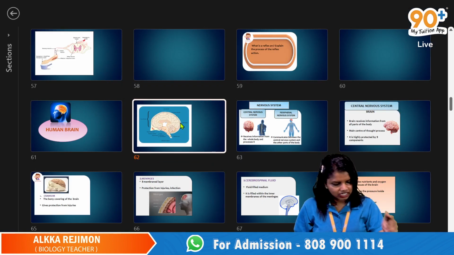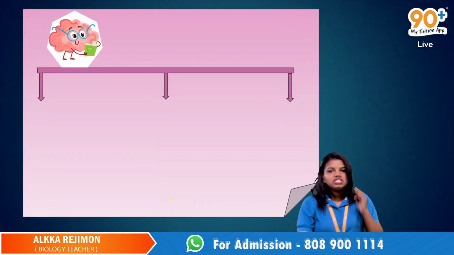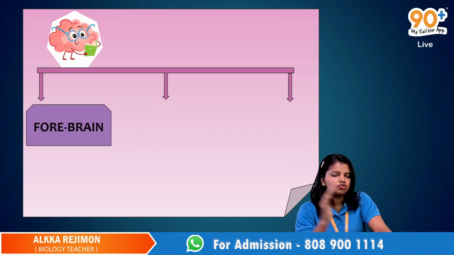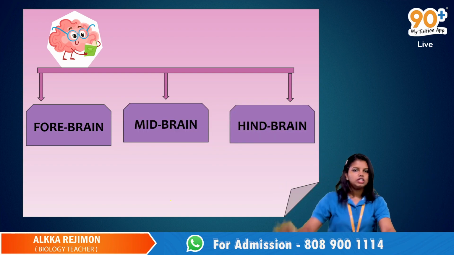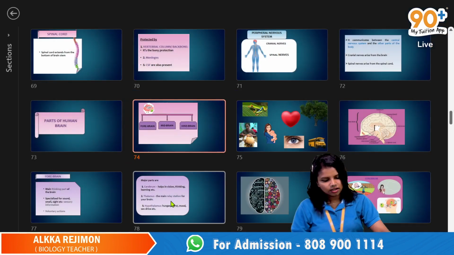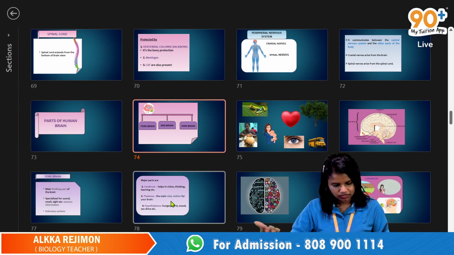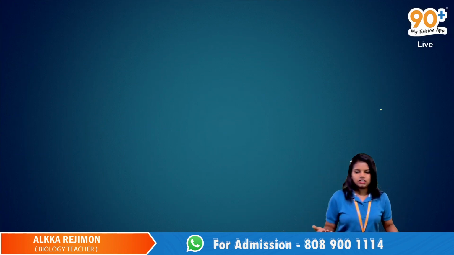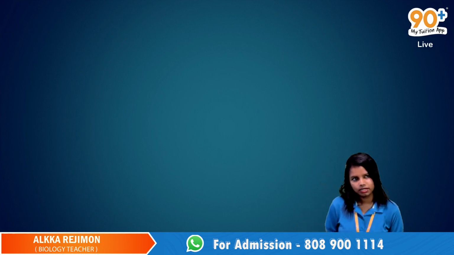Before getting into the animation, let me give you a quick idea that the brain is basically divided into three parts. For the purpose of our study, we can divide the brain into forebrain, midbrain and hindbrain. These are the three major parts coming under the brain classification. Just keep it in mind, and then we can see the animation so that you will get a quick idea. Let's see the structure or the parts of a human brain.